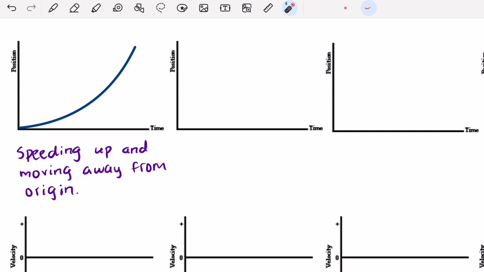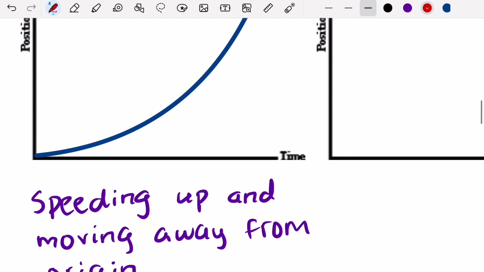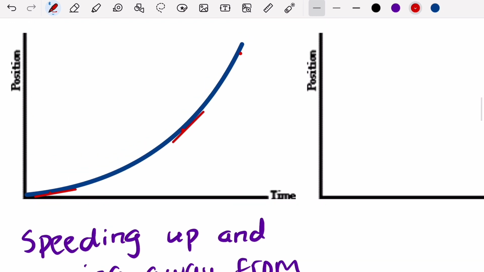So what I tell my students is pick 3 points and then draw a tangent line, that is a line that touches the graph at one point and one point only, and see if the slope is increasing or decreasing. For instance, if I pick this point here and I draw a tangent line, and then I pick this point here and I draw a tangent line, and then here, same thing, you can see how the slope is increasing.